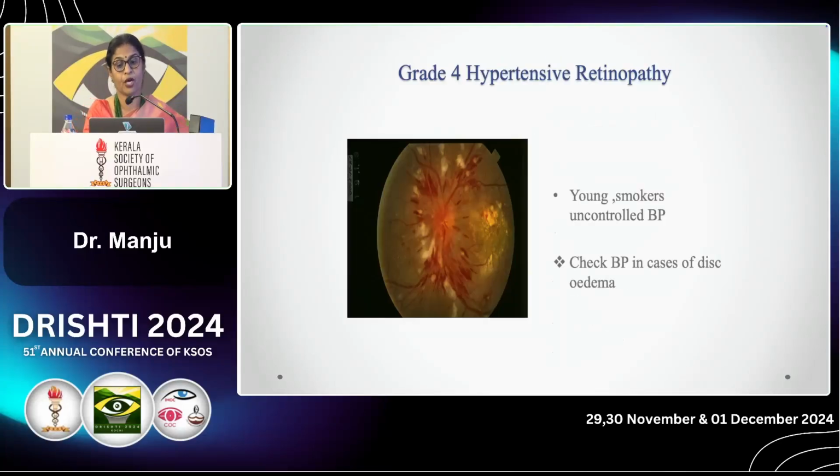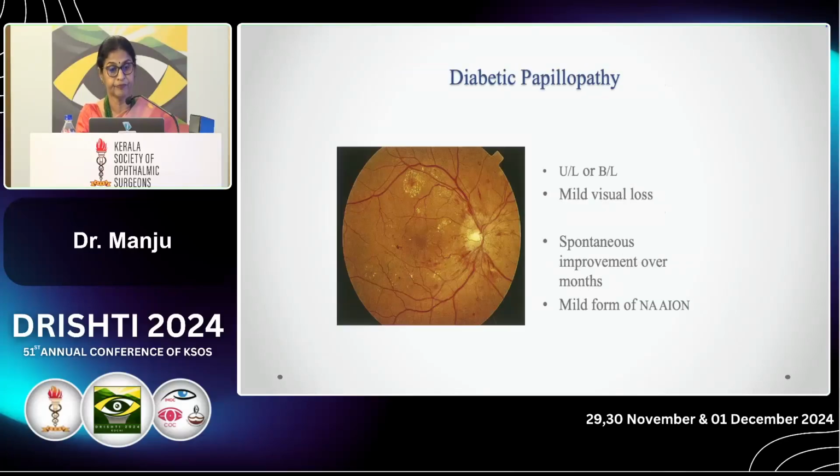Now, a grade 4 hypertensive retinopathy is usually seen in young patients with uncontrolled BP. Again, it's a bilateral hyperemic disc edema. The arterioles will be very narrow. You can see streak hemorrhages and soft exudates extending well beyond the disc, and you can see hard exudates also in the macular area. So make it a point to check the BP in the OPD itself before sending the patient for neuroimaging when you see a bilateral disc edema.